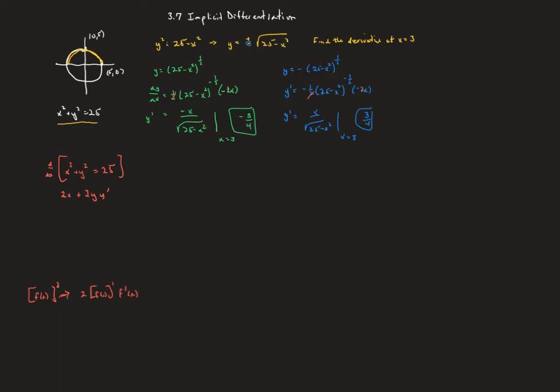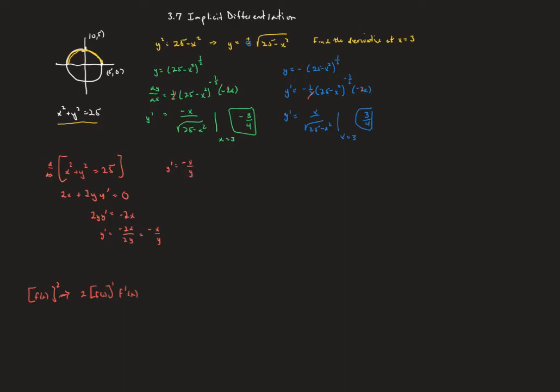It's 2 times y to the first times the derivative of y, which we're just going to call y prime. Now what we're going to do is get the y prime by itself. So to do that, we're going to subtract the 2x to the other side, and then we're going to divide by the 2y, and so that's going to look like negative x over y. So here is our derivative, y prime equals negative x over y.